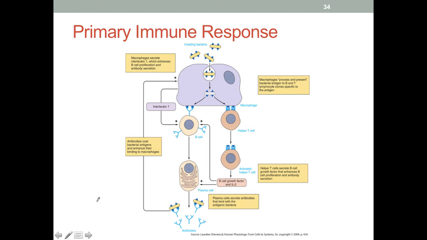For the body to launch a primary immune response, we mentioned that we needed macrophages to participate. So we have the invading bacteria here, and then it's engulfed by the macrophage. And remember, we said that after engulfing the invading bacteria, the macrophage actually processes the particular markers that are specific antigens on the surface. We can look at these blue triangles on the bacteria here, and then these can get presented to other cells, such as the helper T cells and the B cells.